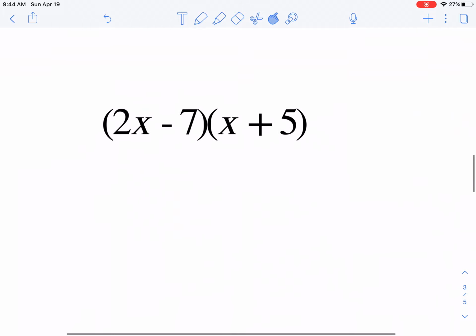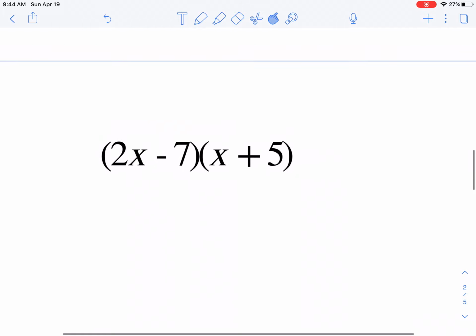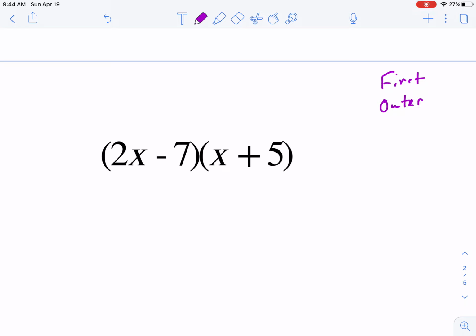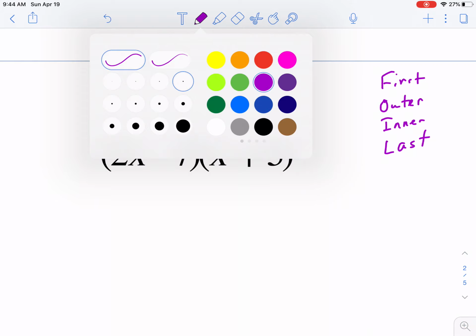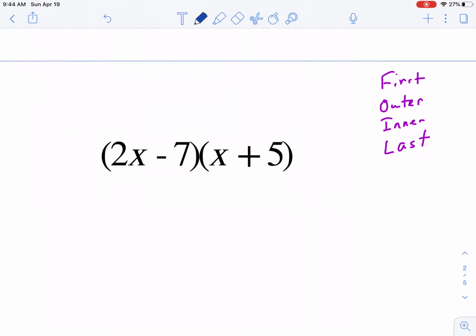I've got 2x minus 7 times x plus 5, and I'm going to use the acronym FOIL. And again, I'm going to write it out here. First, outer, inner, last. And I'll use a little color here to help us on this. The first one is first. That means I take the first term times the first term. That's my first. So I take 2x times x, which is 2x squared.